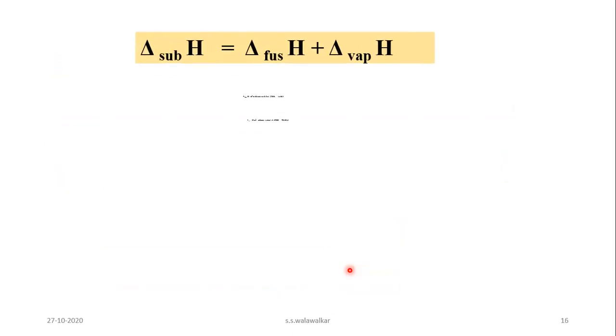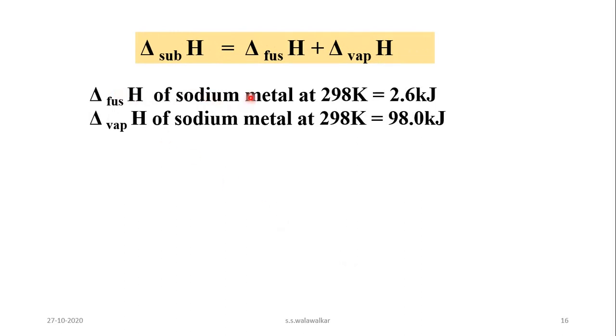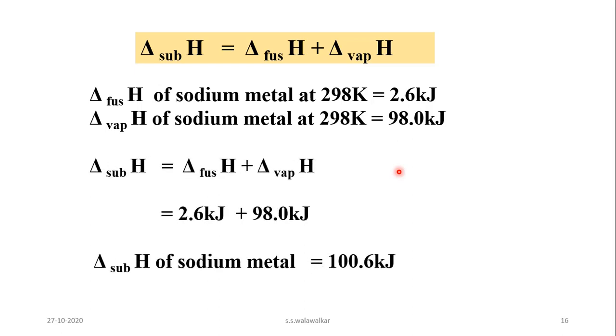So for example, see here, the enthalpy of fusion of sodium metal at 298 Kelvin is 2.6 kilojoules, whereas the enthalpy of vaporization of sodium metal at 298 Kelvin is 98.0 kilojoules. If you know these two values, you can find out the enthalpy of sublimation. So you can solve numericals based on the enthalpy of sublimation like this. The enthalpy of sublimation of sodium metal is 2.6 kilojoules plus 98.0, that means 100.6 kilojoules. So if you know the enthalpy of sublimation, you can find the enthalpy of fusion or vaporization using this formula.